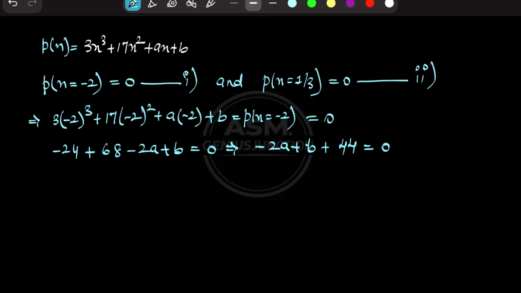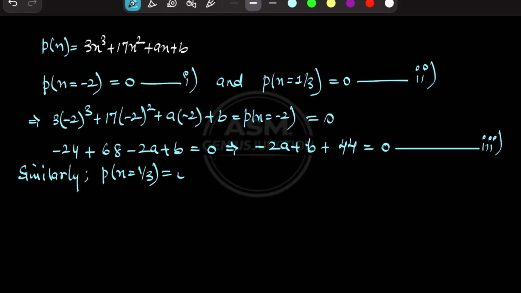This is our equation number, let's say 3, because 1 and 2 are already used. So this is our equation number 3. Similarly, when I put x is equal to 1 by 3 in p of x, it is going to give me the value 0. So I will substitute x is equal to 1 by 3.